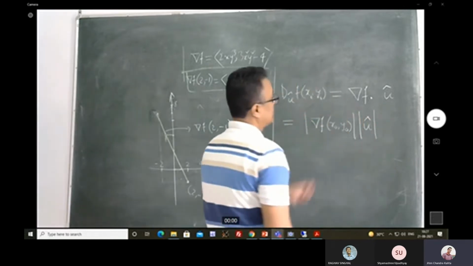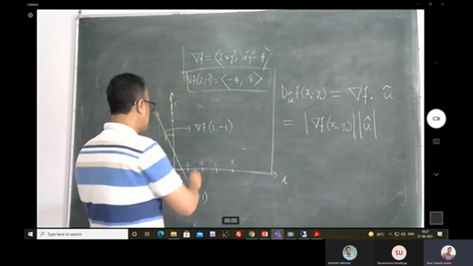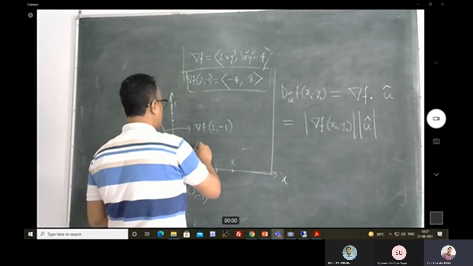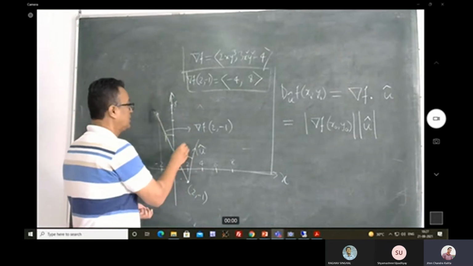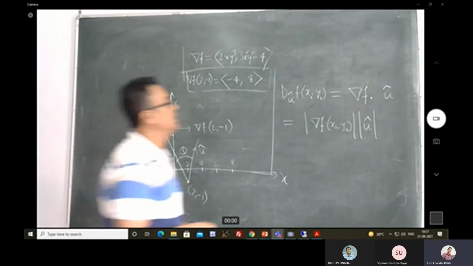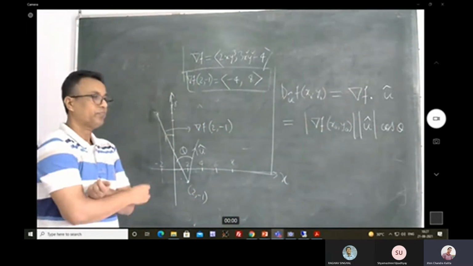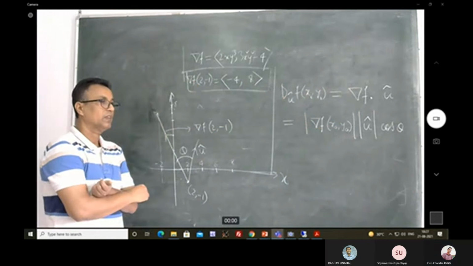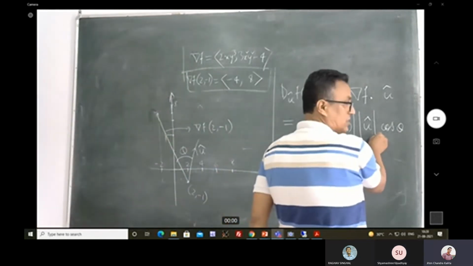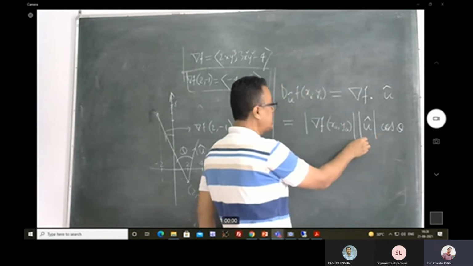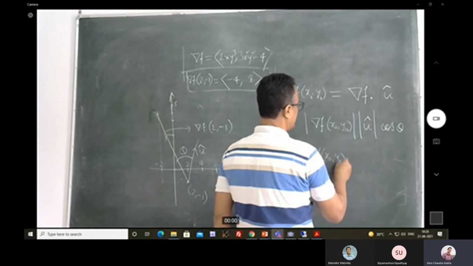Here you have seen that grad f is nothing but a vector, and I'll be giving some vector like u cap. If the angle between them is theta, this is simply going to be cos theta. And you know that u is a unit vector. So this is going to give you simply the magnitude of grad f at that point times cos theta.